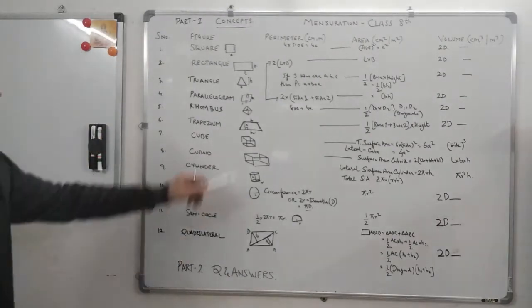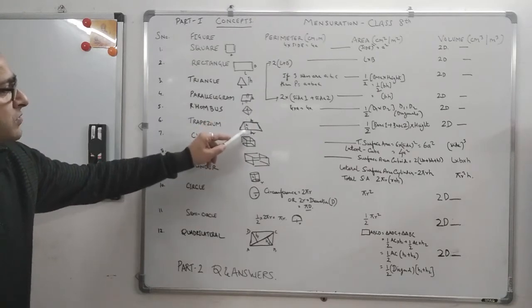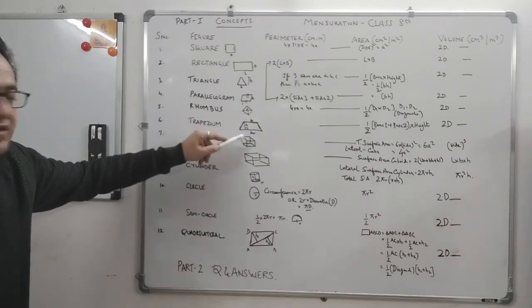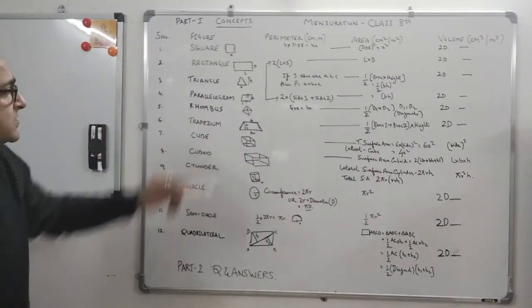Now for the trapezium, this is base 1 and this is base 2. These are the bases, and they are different, in centimeters. And this is the height between the bases. So what is the formula?